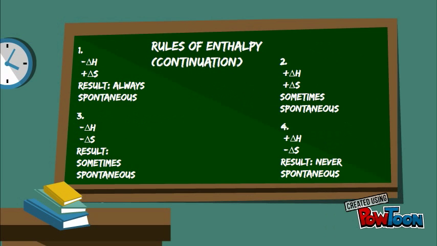Continuation of the rules of enthalpy. The first: negative delta H and positive delta S result in always spontaneous. Sometimes spontaneous is positive delta H and positive delta S, or negative delta H and negative delta S. And finally, positive delta H and negative delta S result in never spontaneous.